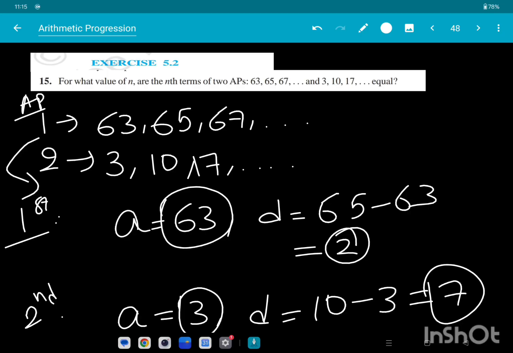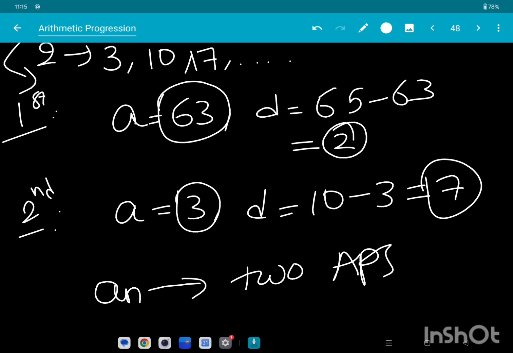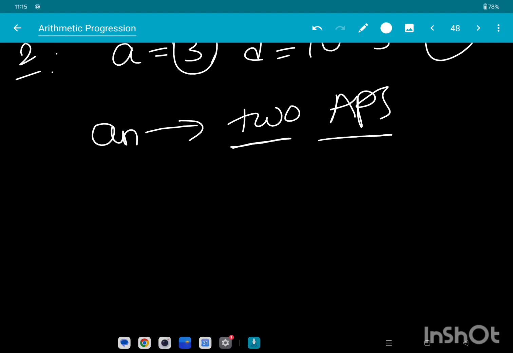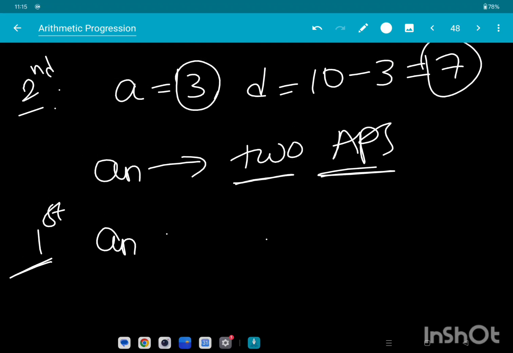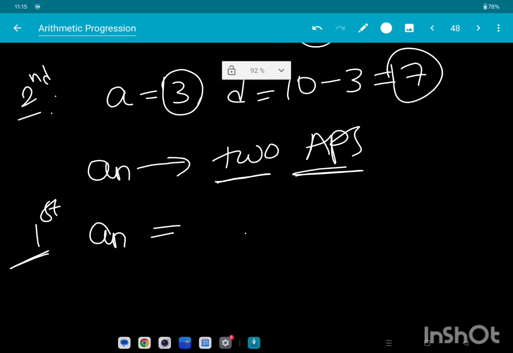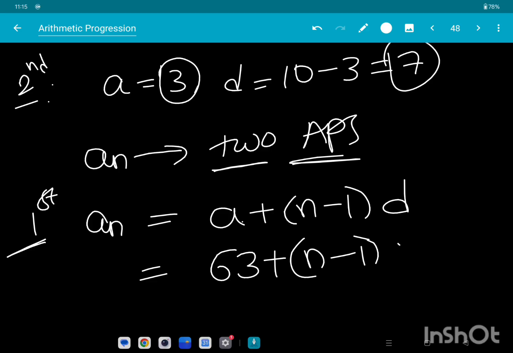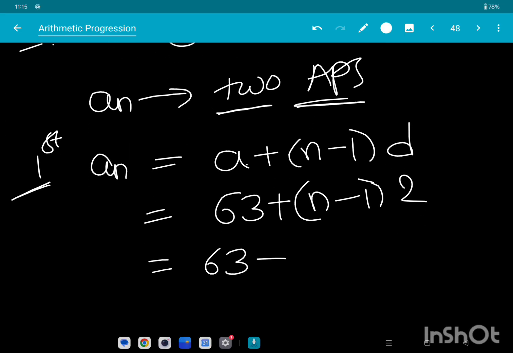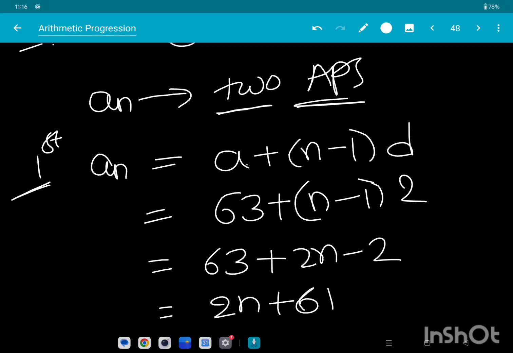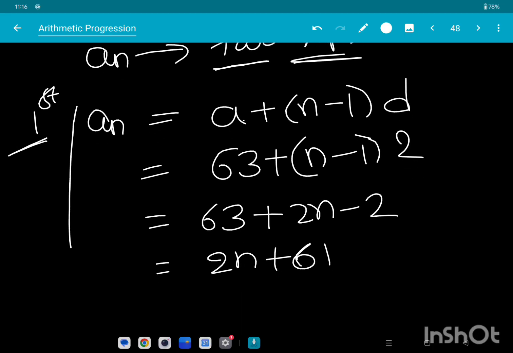For which value of n the nth term of the two APs are equal, which means the an of the two APs are equal. So what is the an value for the first AP? The an value means a plus n minus 1 into d. What is the a value? 63 plus n minus 1 into, what is the common difference for the first AP? It is 2. So 63 plus 2n minus 2, which is 2n plus 61. Now this is the nth term for the first AP.